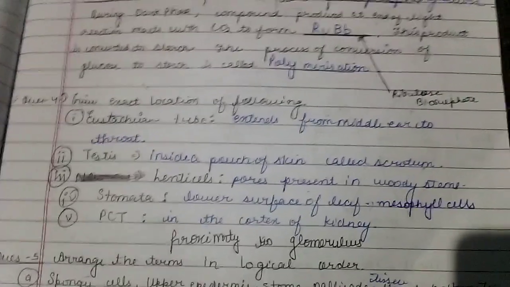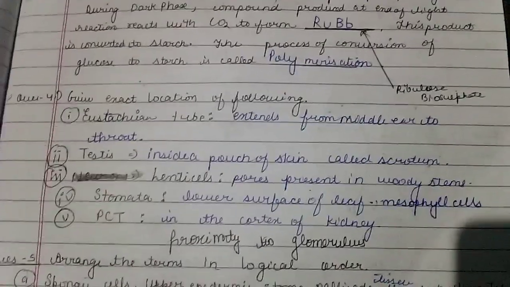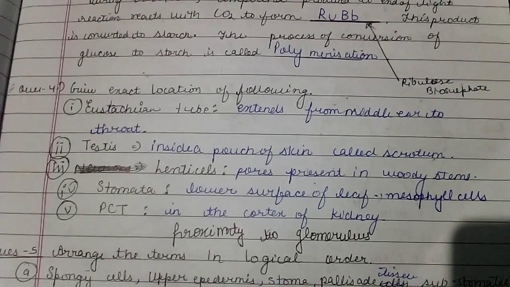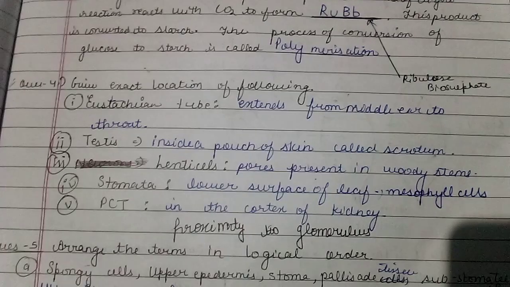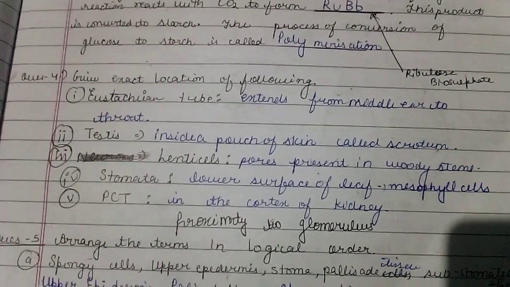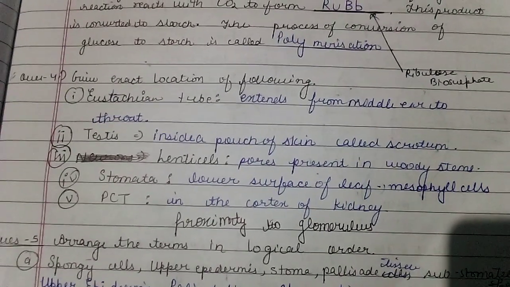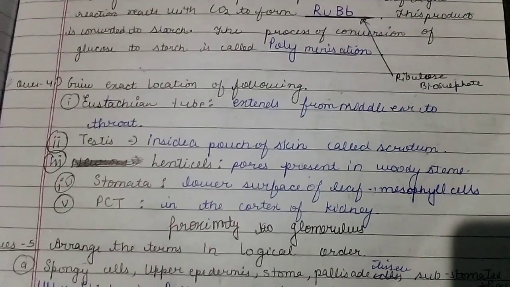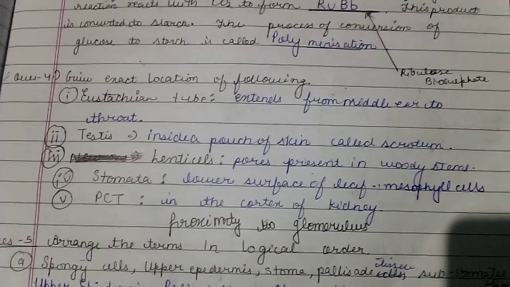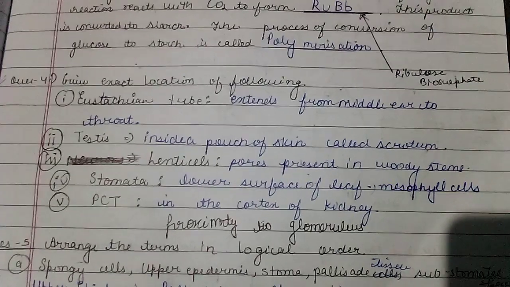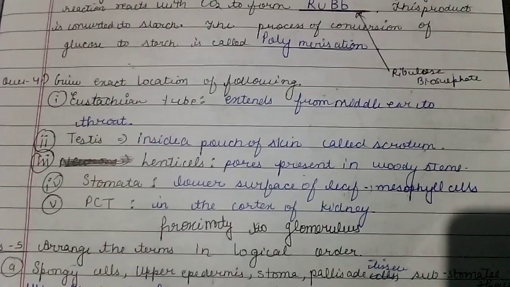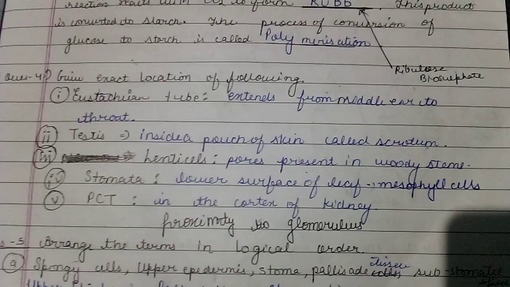First, eustachian tube. The eustachian tube extends from the middle ear to the throat, and the function of the eustachian tube is to maintain or equalize the air pressure inside the ear. Second one, testis. Testis is located inside a pouch of skin called scrotum, and the function of testis is to release the male hormone testosterone and to produce male gametes. It has Leydig cells and interstitial cells which perform different functions.